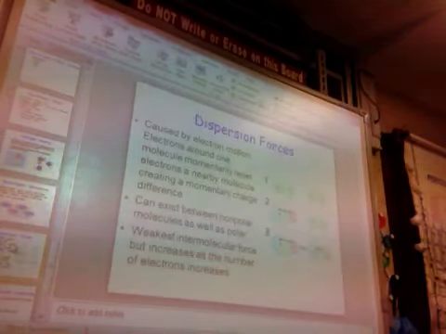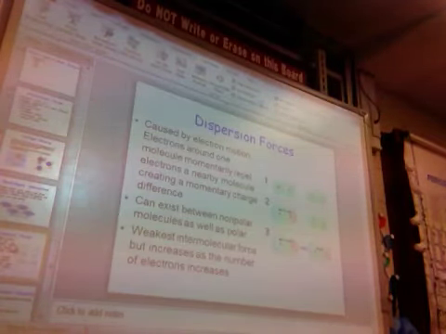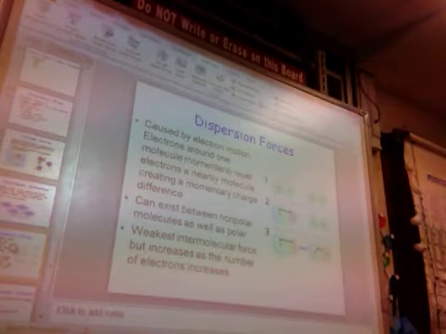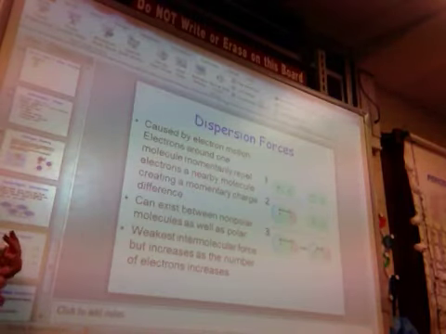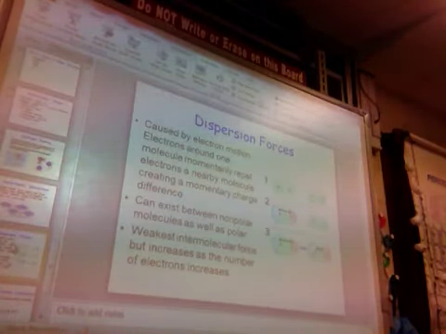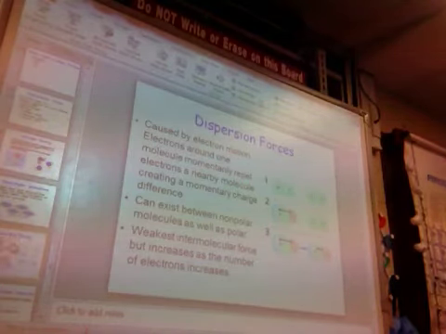Last one, guys, is called dispersion forces. Now, dispersion forces are caused by electron movement or electron motion. Electrons around one molecule can momentarily repel electrons by a nearby molecule, creating like some type of momentary charge difference.